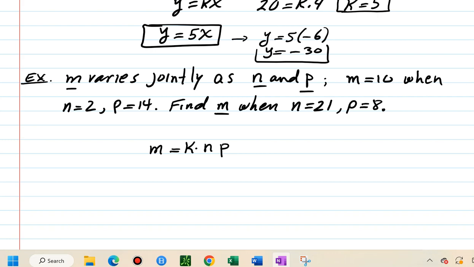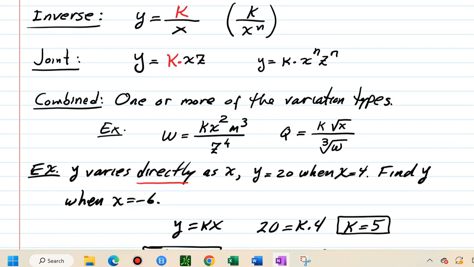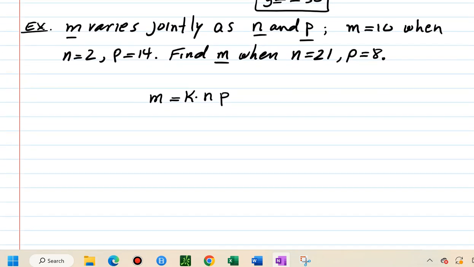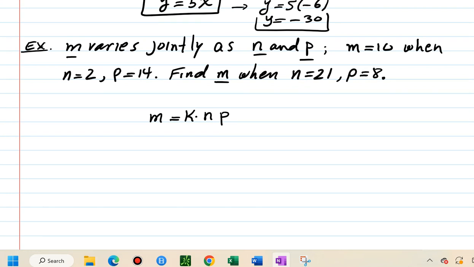Now notice, by the way, joint variation, let me go back up here. Joint variation implies direct. See, notice how it's directly changing with x, directly changing with z in the general form. So the fact that I've said joint, I have to put n times p, not n whatever p. Has to be direct with each of those.